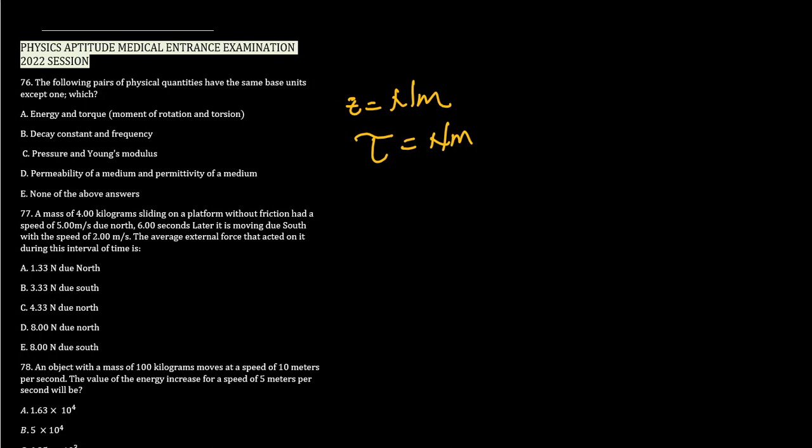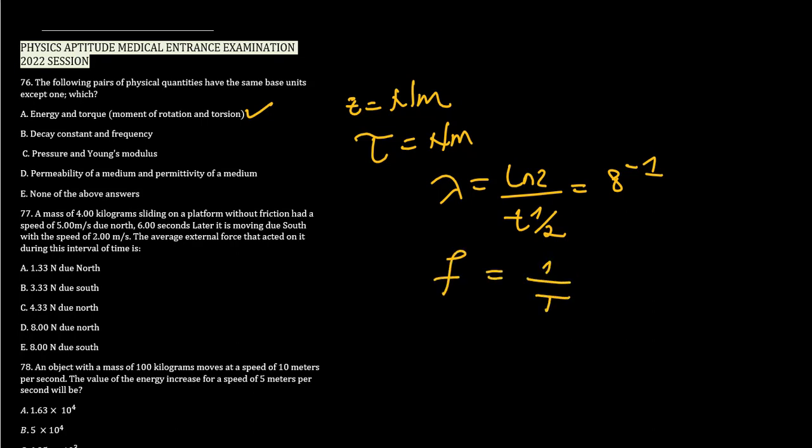The torsion is simply the twisting of a beam under the action of a torque, and so it also has the same unit as the torque, that's in Newton meters. So this option is correct. Option B, decay constant and frequency. The decay constant lambda is given by the natural logarithm of 2 divided by t half, and t half is in second. The natural logarithm of 2 is a constant and it is dimensionless, and so the unit is per second. The frequency is 1 divided by the period, which is also measured in per second.